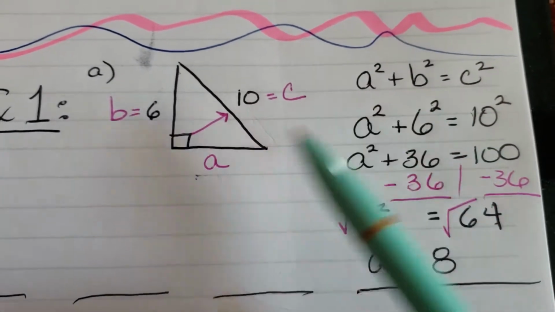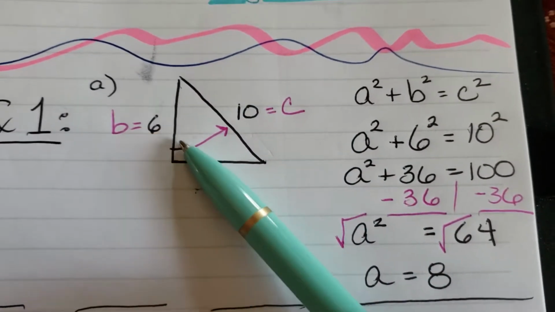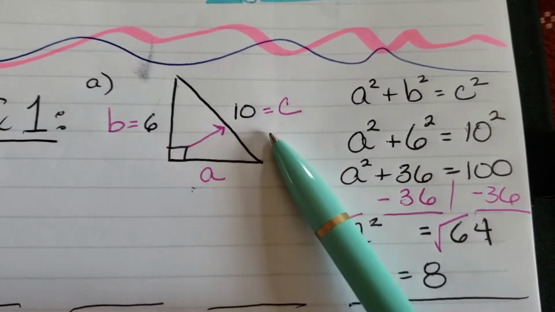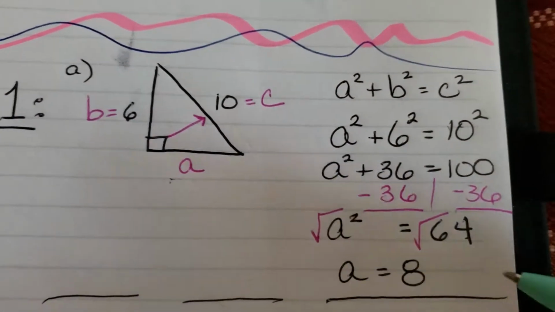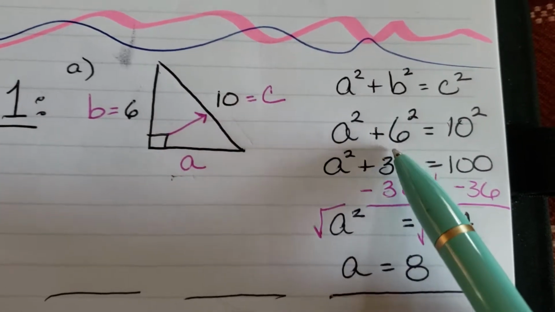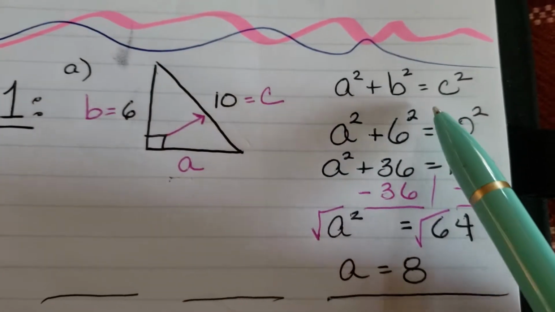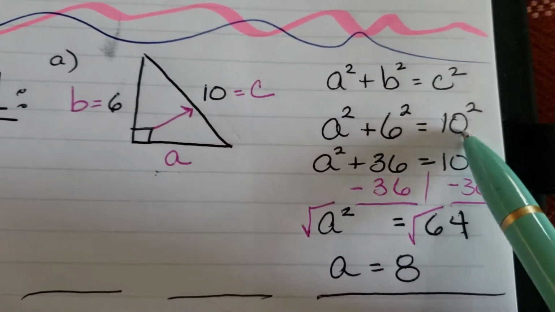What do I have for B? Well, they gave me side 6. Now, normally there's measurements. I'm not bothering with inches, centimeters, meters, okay? We're just going to worry about the structure of how to come up with your answer. So anyway, B is the length of 6. So instead of B, we substitute 6, and instead of C, we're going to substitute 10. A squared plus B squared equals C squared.